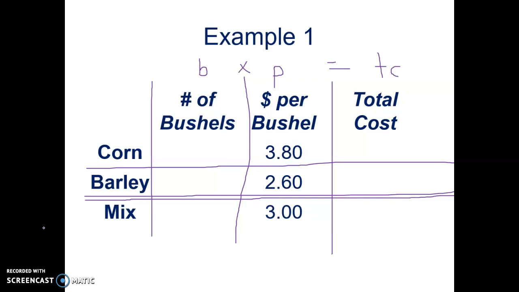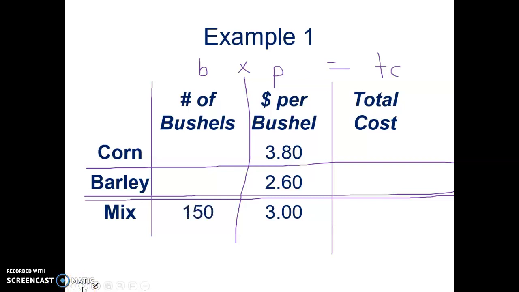Now, just looking at that, think for yourself for a minute. Is that $3 closer to $2.60, or is it closer to $3.80? Well, it's closer to $2.60. It's only 40 cents away. It's 80 cents away from the price per bushel for corn. What that tells me is that my mixture is probably going to have more of the barley than the corn. Since the barley is cheaper and my price is closer to the barley price than it is to the corn price, my final mixture will have more barley than corn.